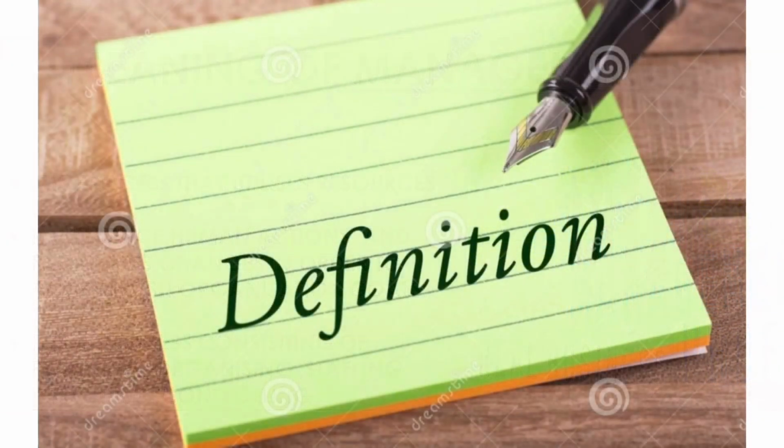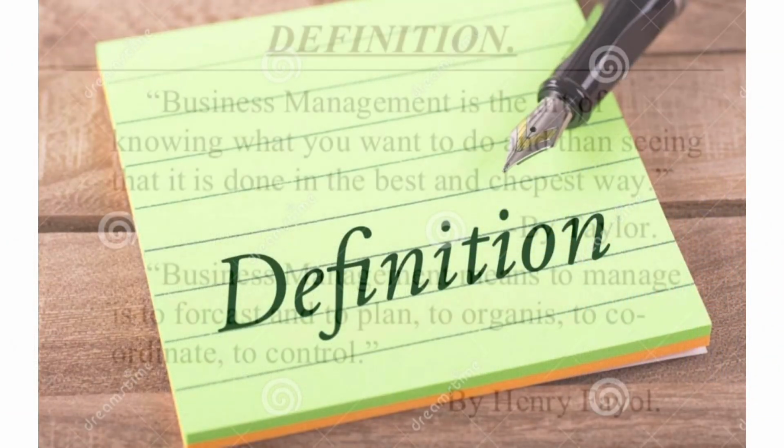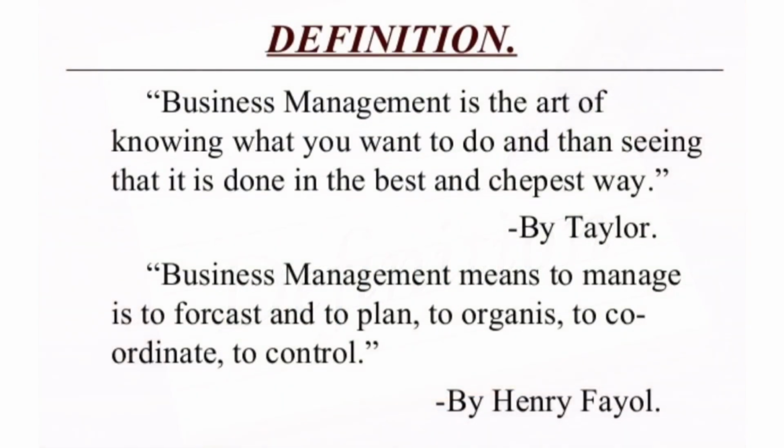Hence, to define management, we may say that, according to F.W. Taylor, management is the art of knowing what you want to do and then seeing that it is done in the best and cheapest way. And according to Henri Fayol, to manage is to forecast and to plan, to organize, to coordinate, to control. There are many more authors that have defined management in their own sense.